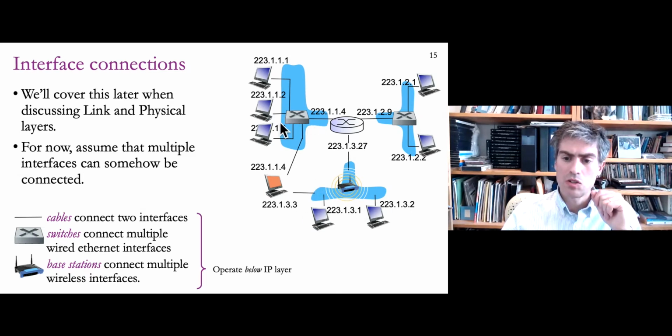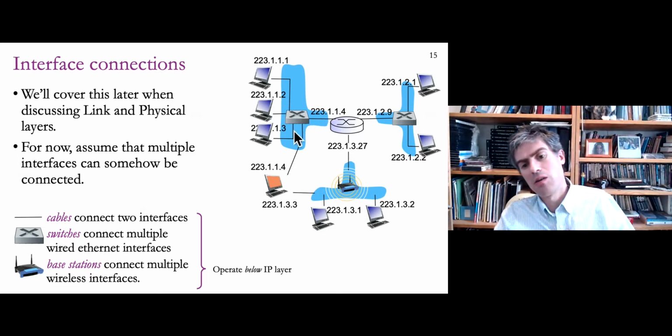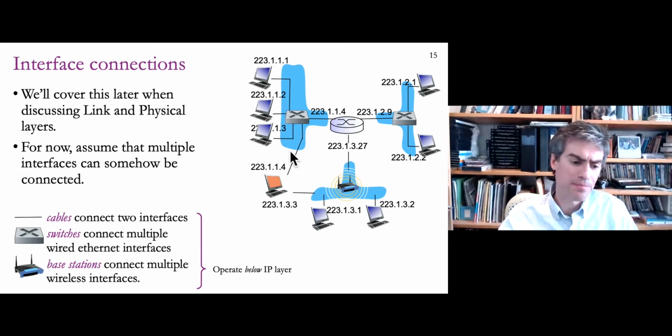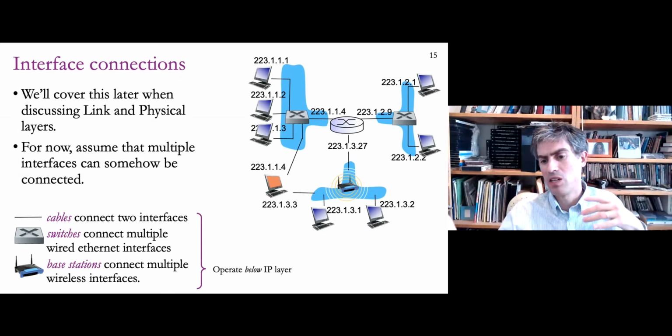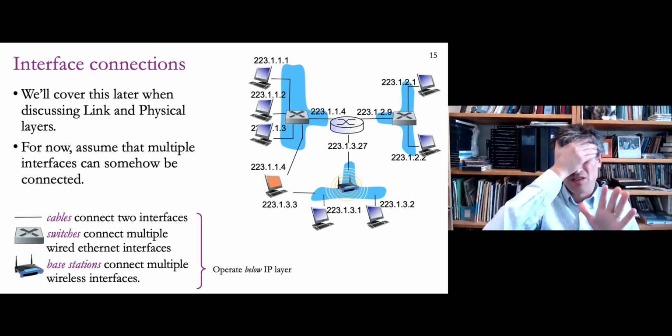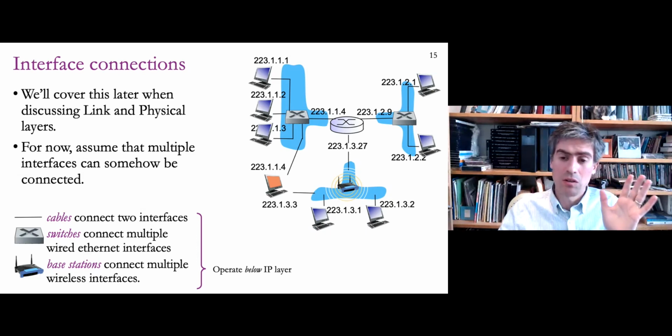Okay, so we have switches for connecting wired Ethernet users nearby. We have base stations to accept multiple wireless connections, and we have cables for point-to-point connections. Cables in this case are connecting the end hosts to switches, and the switches to routers or other switches, or routers to routers could also be connected with cables. We're going to talk more about these low-level details of switches and base stations and wires later. I just want to give you a little bit of an introduction here, enough to understand what's happening with IP.